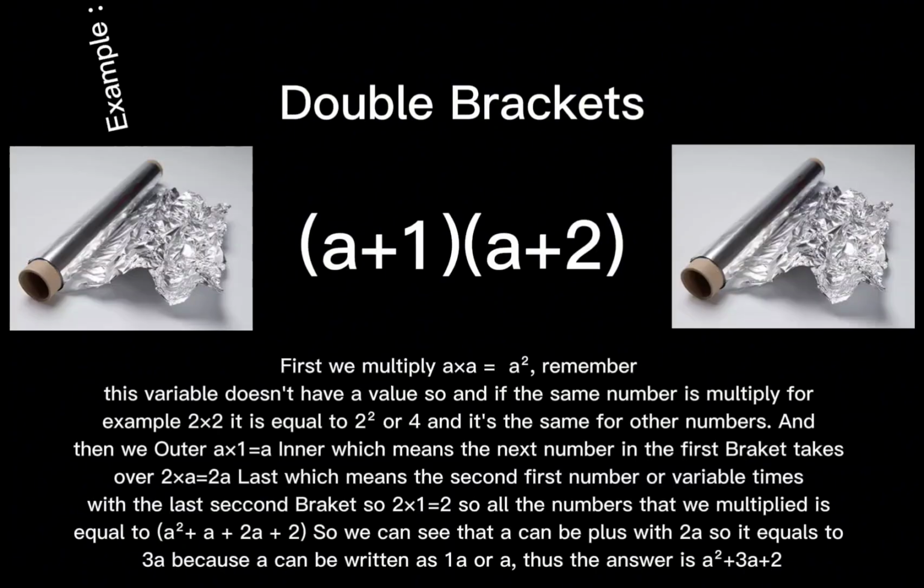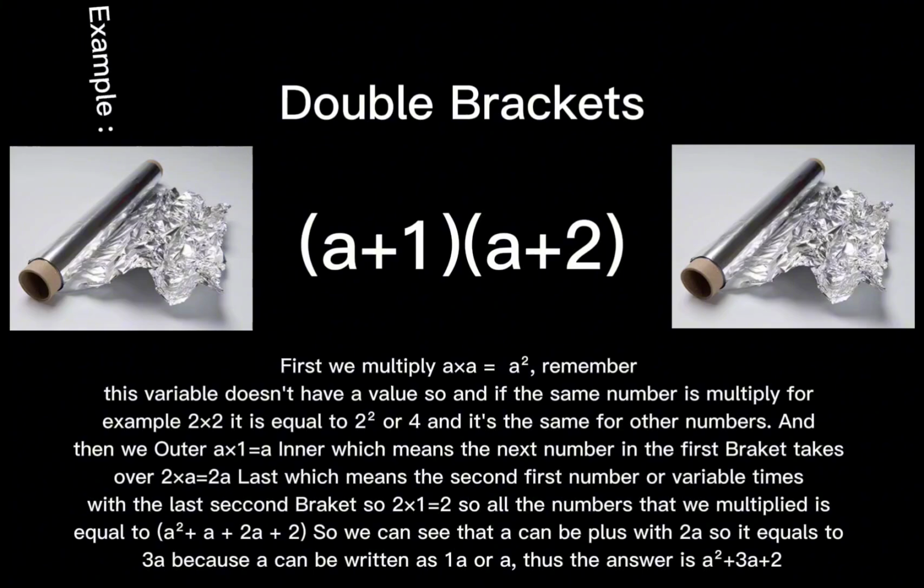Now for double brackets. So the question we are going to solve is (a + 2)(a + 1). So let's do FOIL. First we multiply a times a equals a squared. Remember, this variable doesn't have a value, and if the same number is multiplied, for example 2 times 2, it is equal to 2 squared or 4, and it's the same for other numbers.